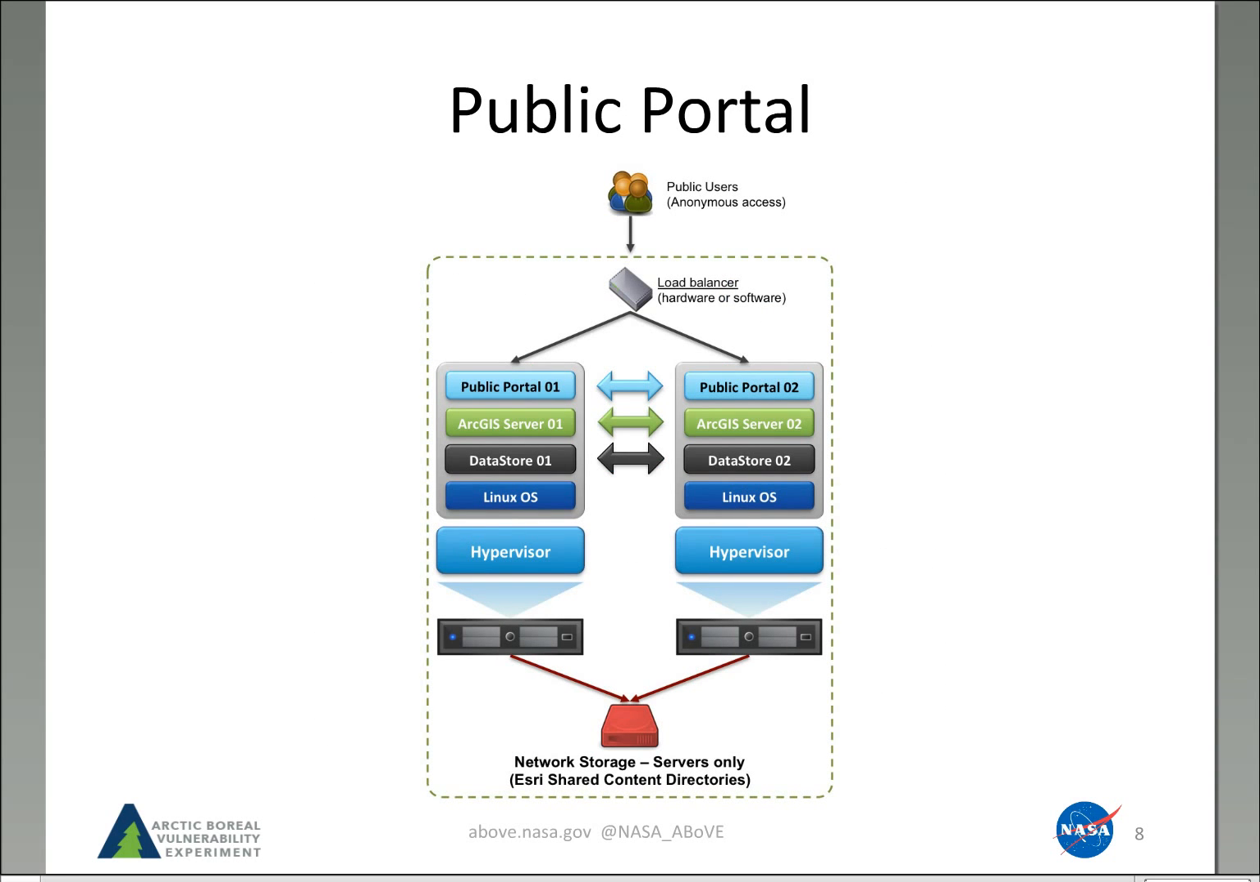So any techies out there, this is what the public portal is going to look like. It's going to have 2 servers that are communicating together. All of the Esri pieces will be installed on both servers. So we're not going to have one server for just Portal, one server for ArcGIS Server, et cetera. Here we've got some redundancy built in and some load balancing capabilities that should help increase reliability, uptime, and performance.